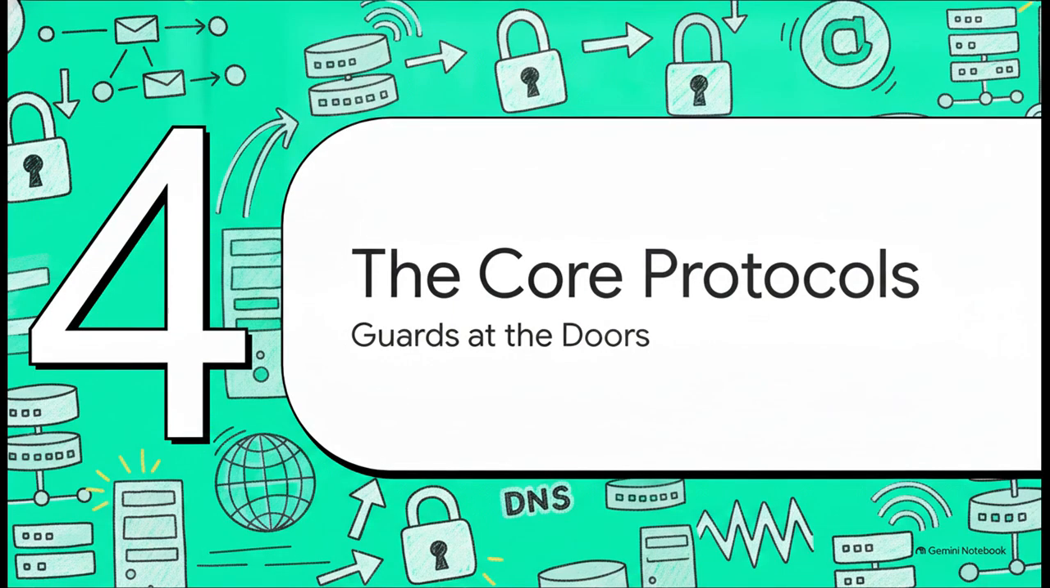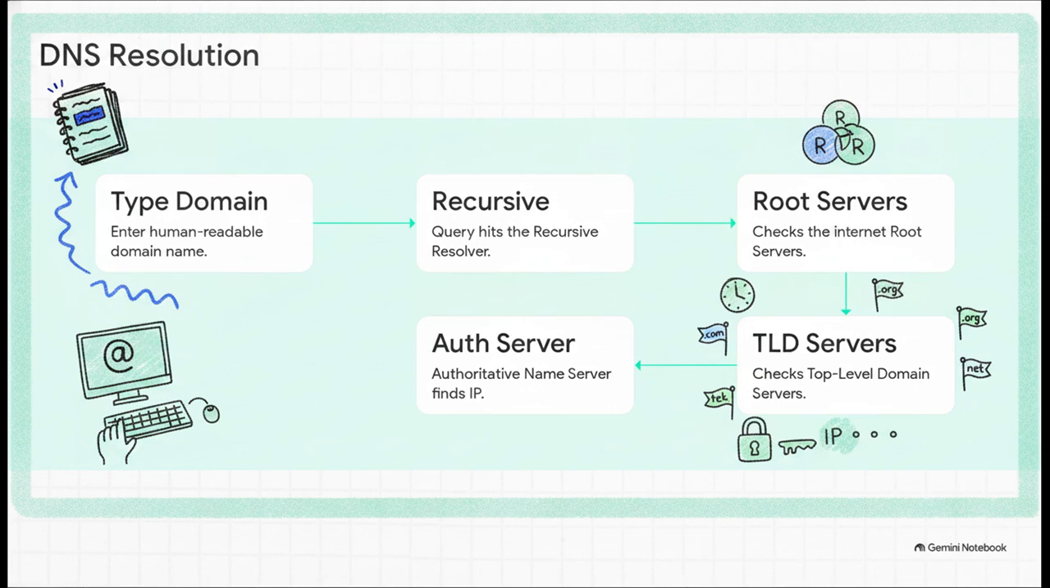Which brings us to part 4, the core protocols. Heading back up to the application layer for a minute, we can see how the guards at those port doors actually talk to each other. Take DNS, the domain name system, which hangs out on port 53. It's universally known as the phone book of the internet. See, when you type a human-readable domain name into your browser, your computer actually has no idea what that is. It needs the IP address.